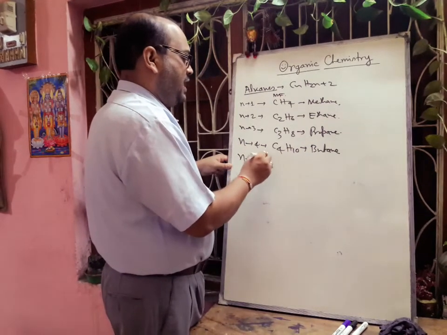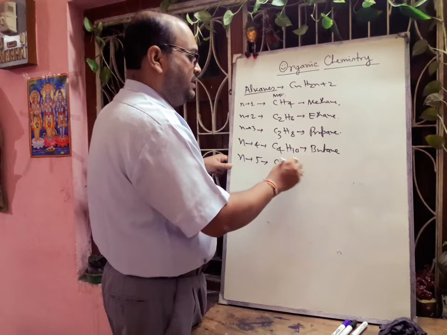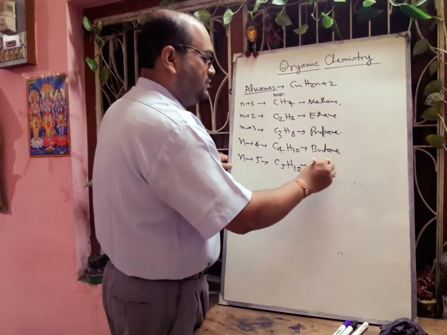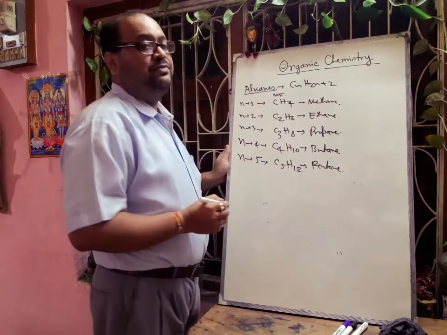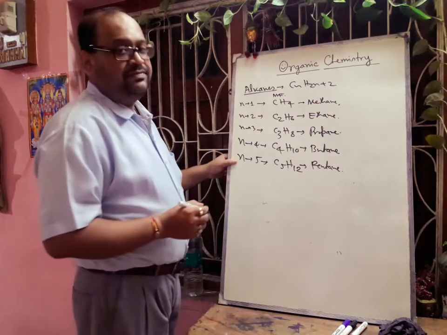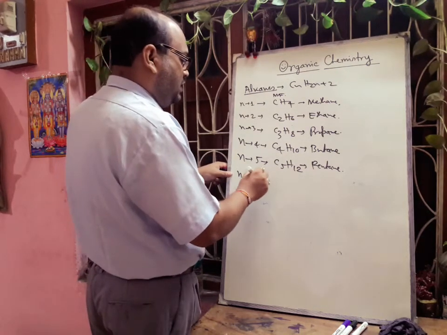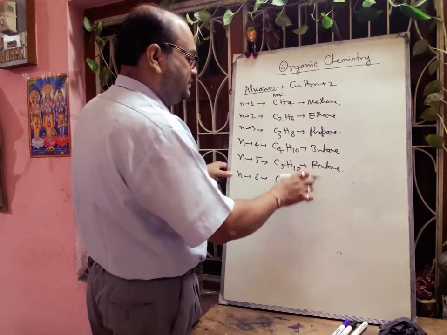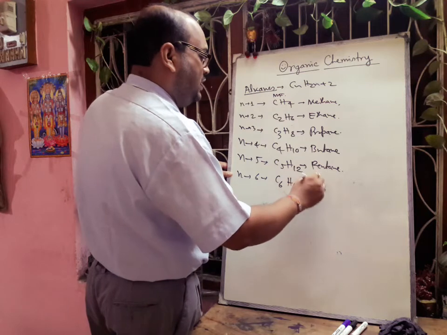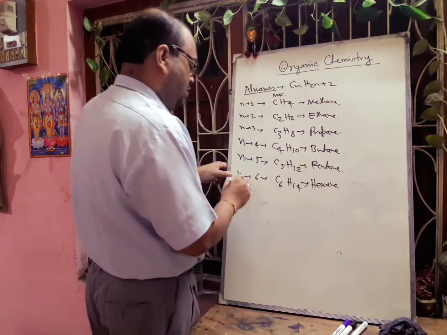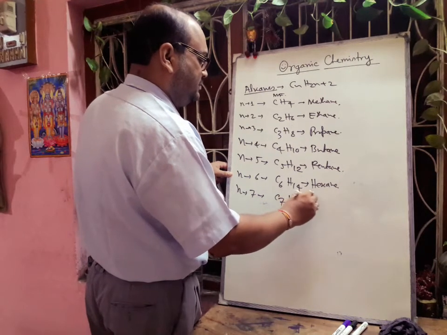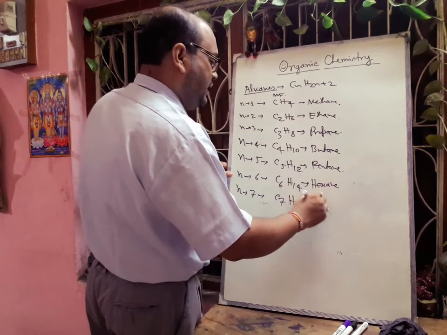And when n is equal to 5, C5H12, it will be pentane. Up to carbon 10, you have to remember. And now in your syllabus up to 5 is there. So now when n is equal to 6, then it will be C6H14. So this one is called hexane. When n is equal to 7, that will be C7H16. This one is called heptane.